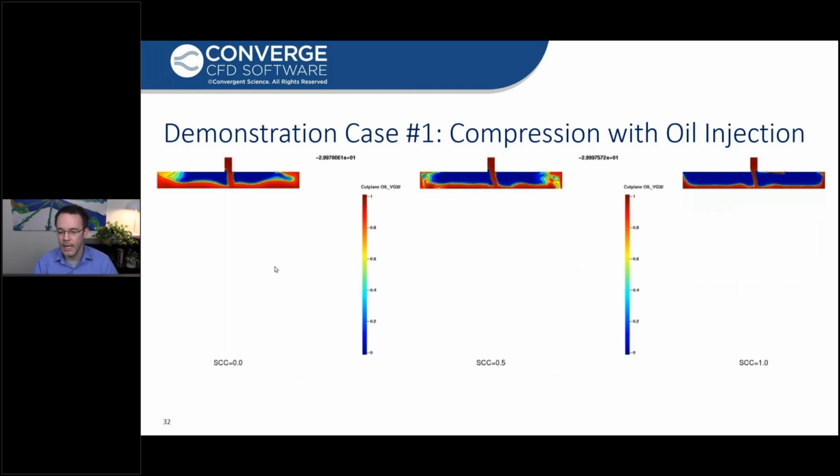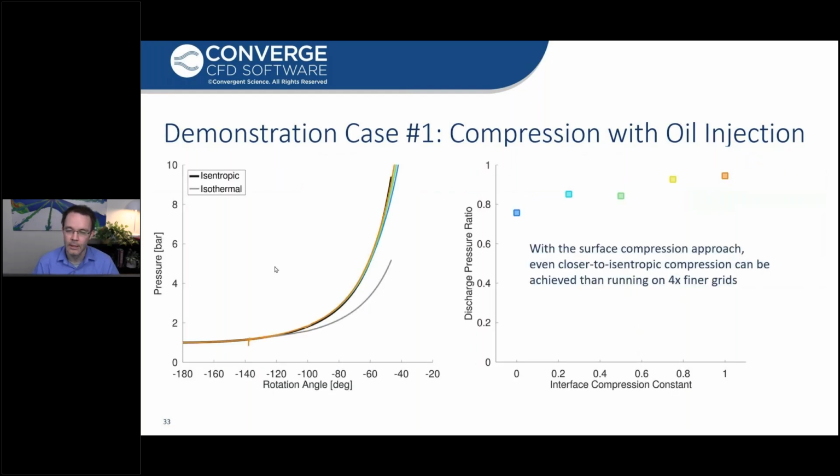Now, the other question is, how did that impact our cylinder pressure? Because that's the key output at the end of the day for a lot of these simulations. And we'll get very quantitative with it and compare it for accuracy by comparing to ideal isentropic compression. And if we look at the effect of that discharge pressure ratio as we increase the amount of the surface compression, we can see it eventually does get closer and closer to one, reaching a value of about 0.92, which is quite a lot higher than what we could establish on our finest grids, where the value without surface compression was a little bit less than 0.8.